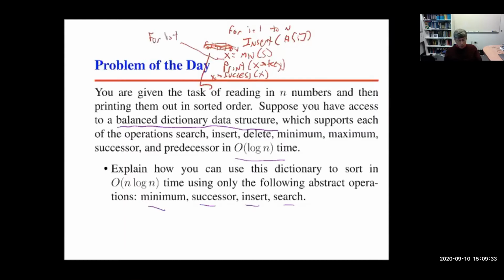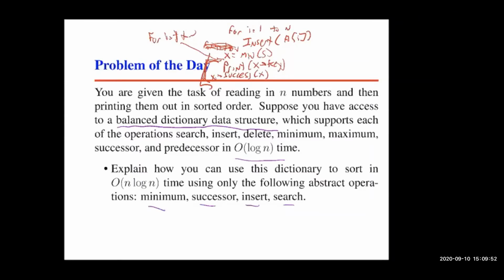For i equals 1 to n. Okay, and the loop is going around these things, the print and the successor. Okay, what is the running time of this algorithm? Does everybody sort of understand what I did? If not, I want to hear a complaint. I have a question. Yes.